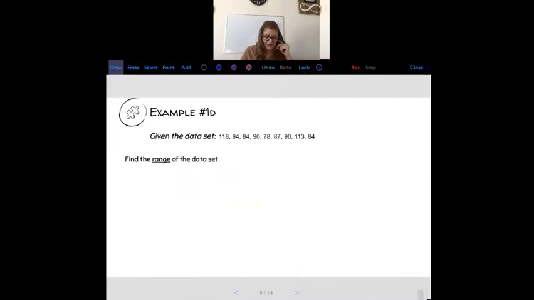Lastly, calculate the range of the data set. Again, this is helpful to do when you have the numbers written smallest to largest. So in this case, we would have 118 minus 78. If we subtract these 2 numbers, we would get 40. So the range is 40, meaning that's the span of the entire data set.